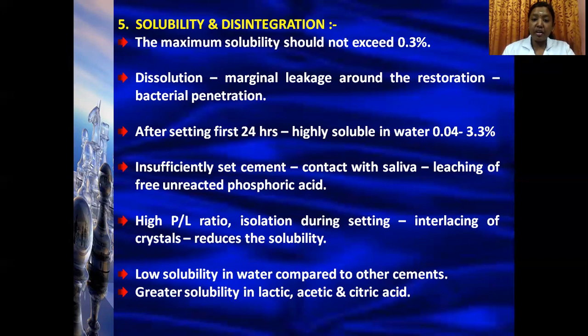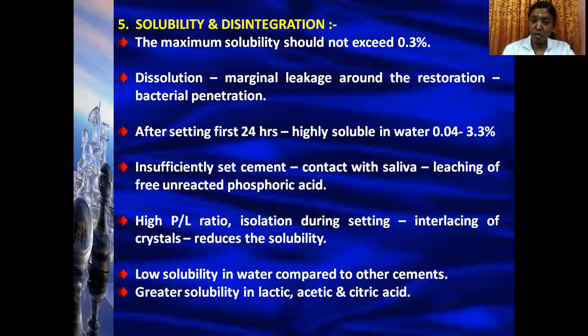However, when it comes in contact with saliva, the cement is not properly set. If it comes in contact with saliva, there is leaching of the free unreacted phosphoric acid, and this can result in a low pH, which in turn can have a detrimental effect on the pulp. However, when there is a high powder liquid ratio and you do proper isolation while placing the cement, this reduces the solubility of the cement. So low solubility of the cement is ideally preferred.